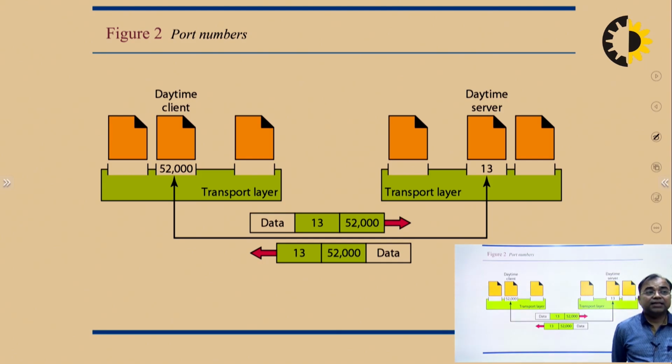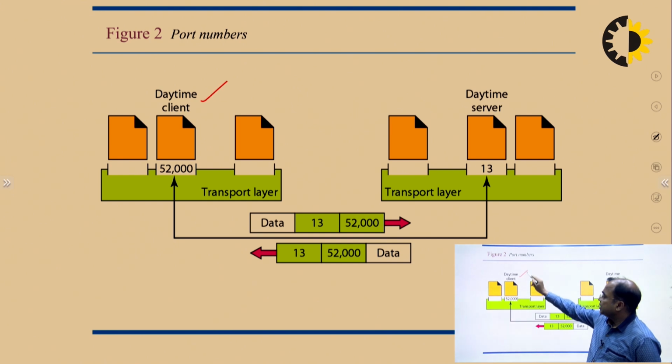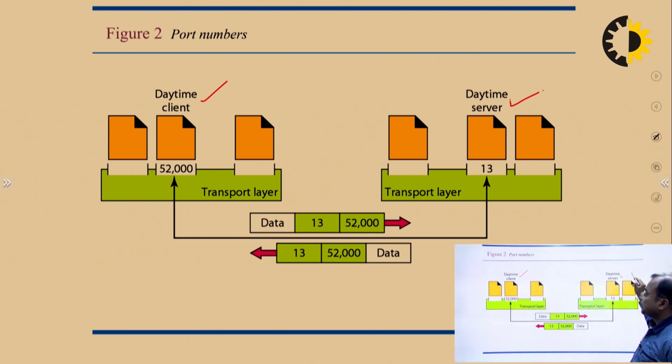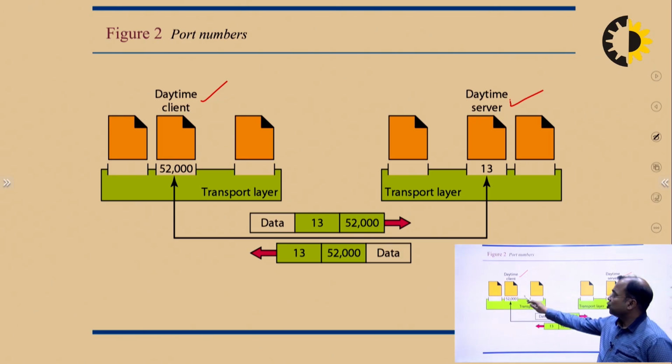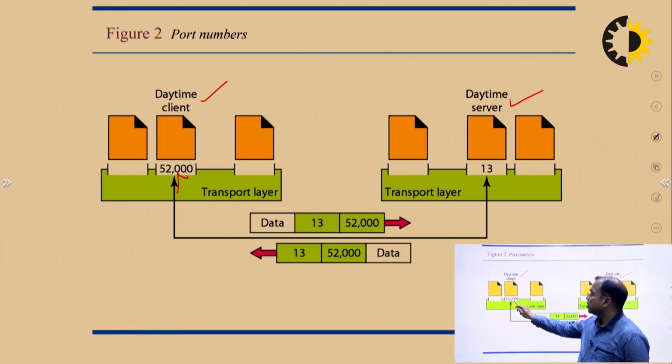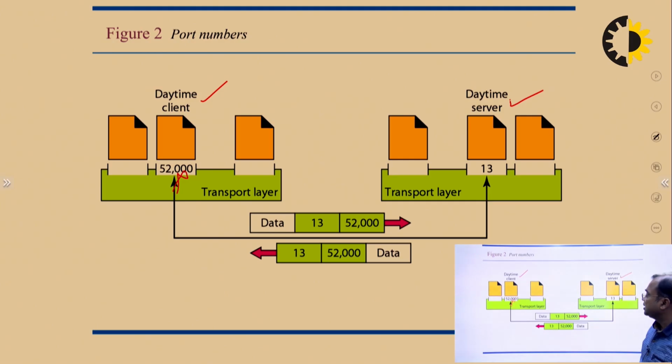Here we can say we have some daytime client and daytime server. So we have a server-client architecture over here. This is how the port number is assigned and data is sent over that port. This is one port number, 5200, of some daytime client, and the port number of some daytime server is 13.